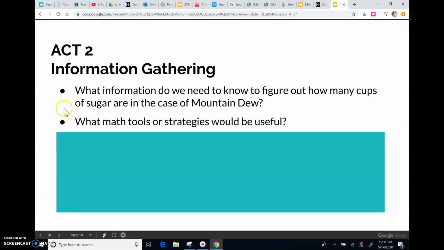Act 2 is information gathering. So let's brainstorm for a moment. What information do we need to know to figure out how many cups of sugar are in a case of Mountain Dew? I also want you to think about what math tools or strategies would be useful. You're going to pause this video, fill out this slide, and then return to the video when you're finished.